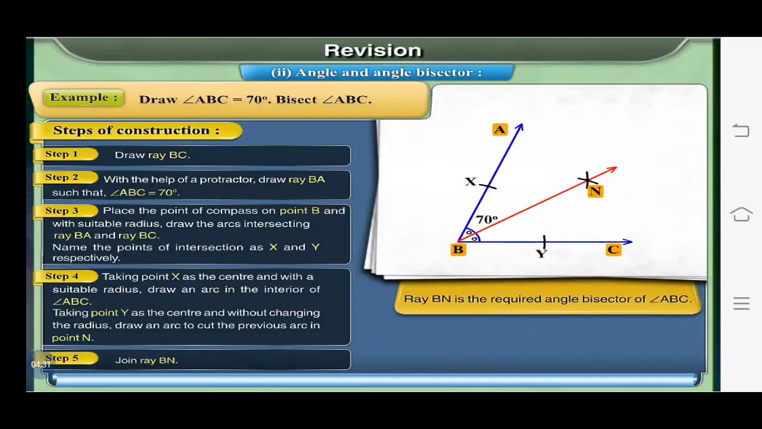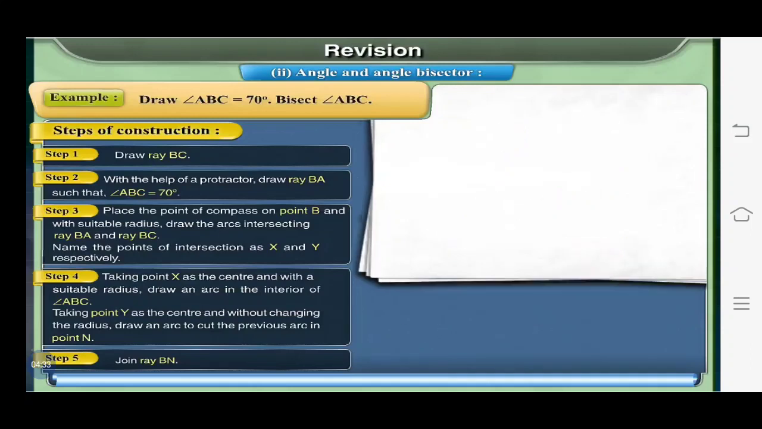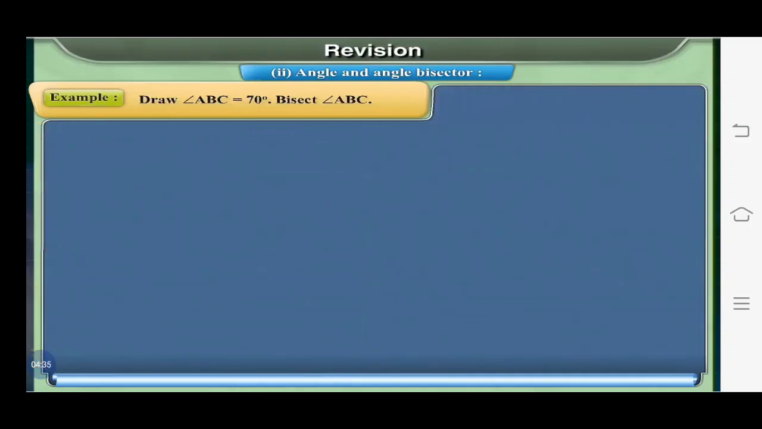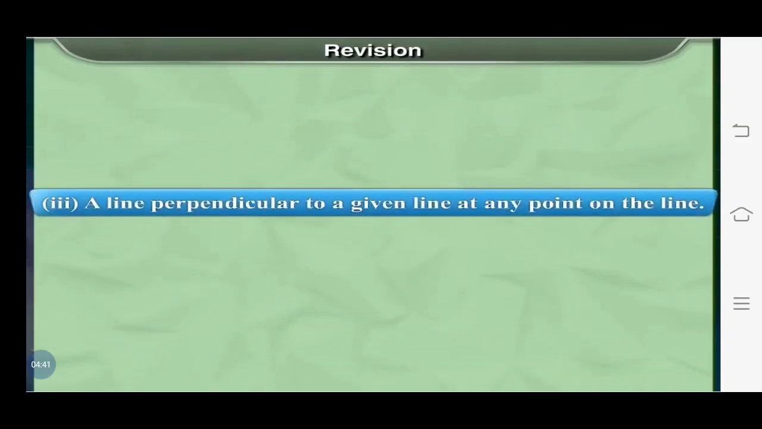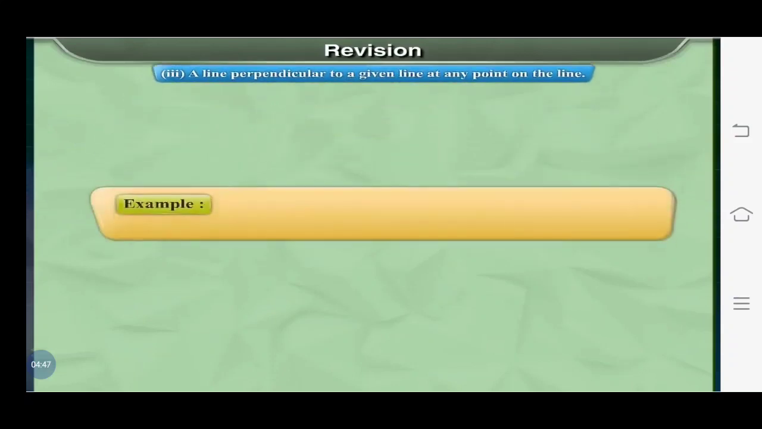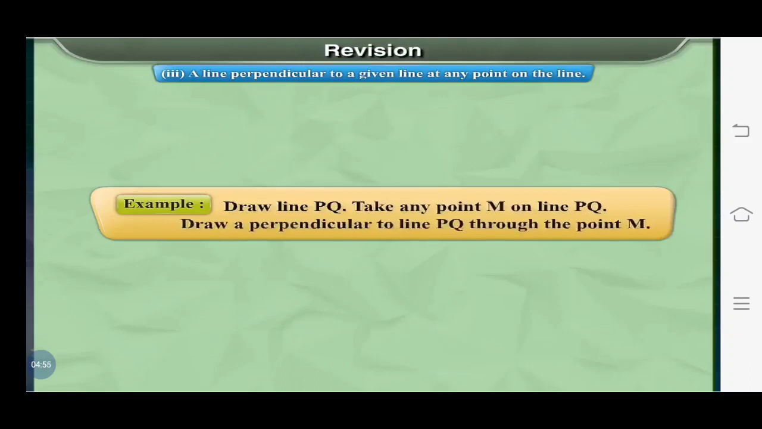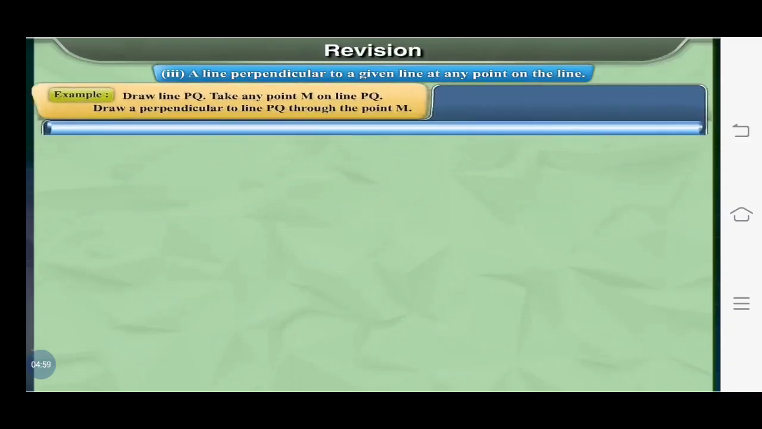In the next construction, we shall draw a line perpendicular to a given line through a point on the line. So, a line PQ is given. M is any point on line PQ. We have to draw a line perpendicular to line PQ through the point M. In step 1, we shall draw line PQ and take point M on it.